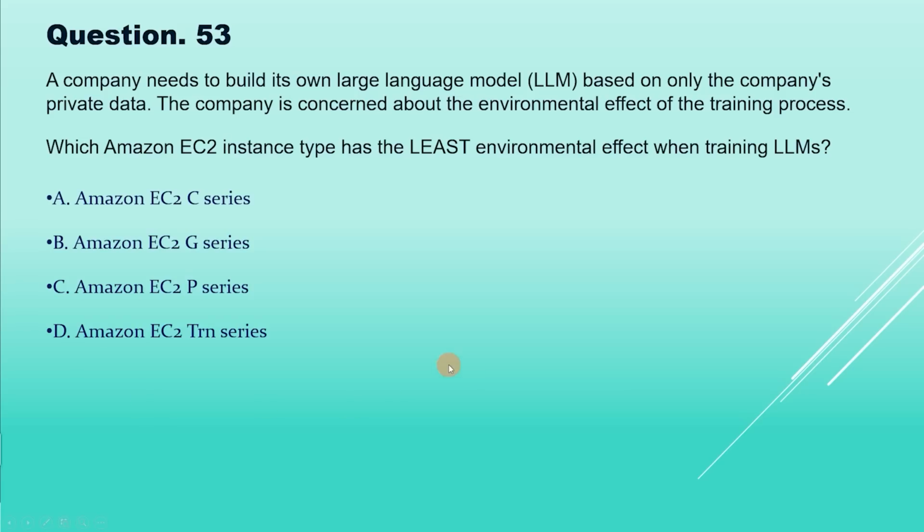So the correct answer here will be option D, Amazon EC2 TRN series. Because these instances are built for the purpose of training machine learning models and are designed to deliver high performance while optimizing energy efficiency. So option D, EC2 TRN series is the correct answer. Also, they use AWS Trainium chips which are specifically engineered for ML training workload, providing excellent performance per watt and reducing environmental impact of large scale training processes. So option D, TRN series is the correct answer here.